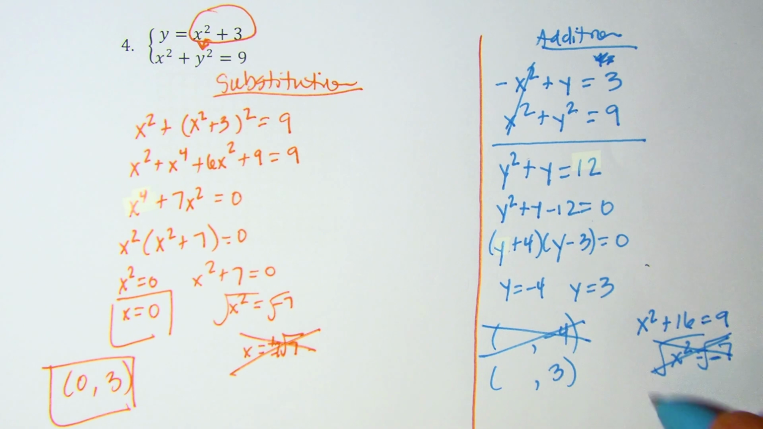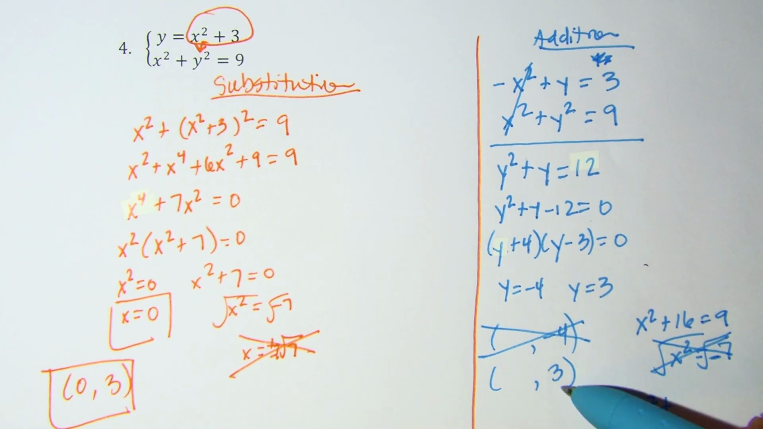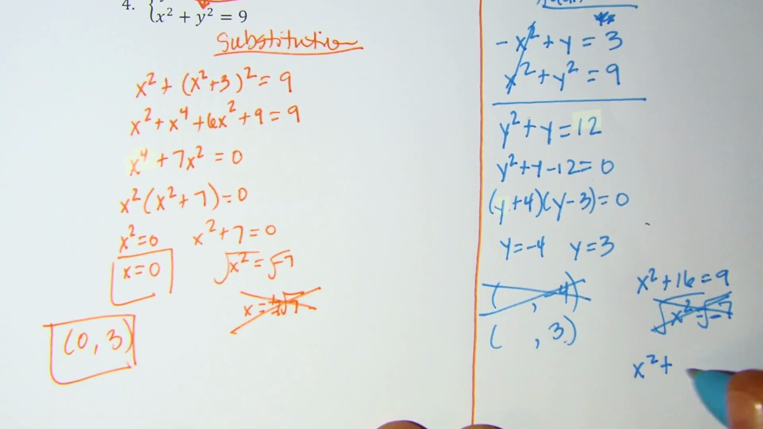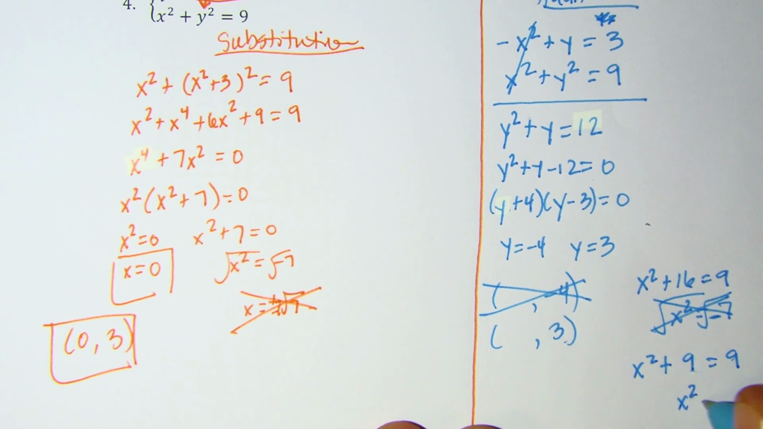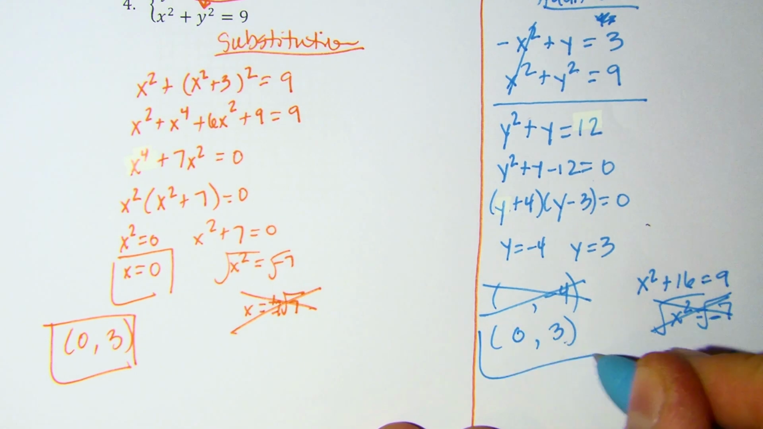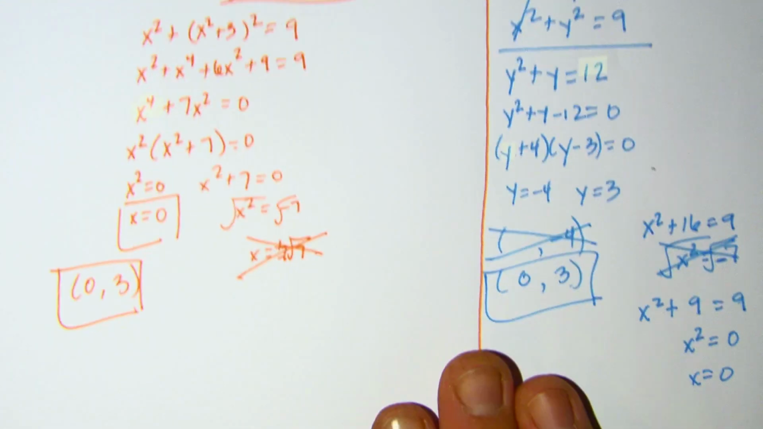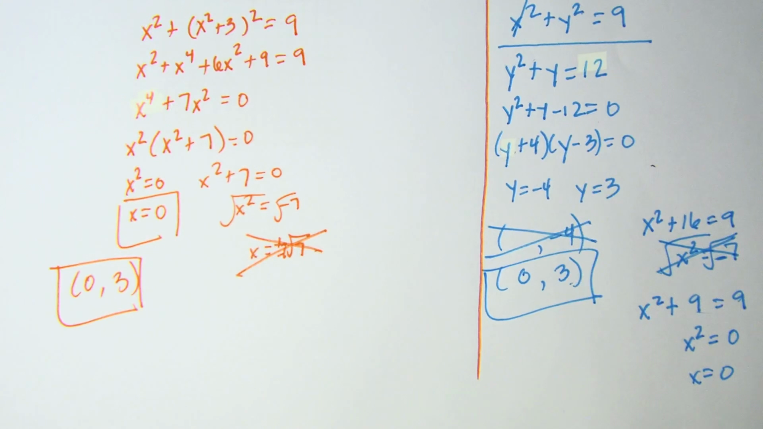Let's do the same thing with 3. So x squared plus y squared, where y is 3, so x squared plus 9 equals 9. Subtracting 9 from both sides, x squared equals 0. So x equals 0. So we got the same solution two different ways. You could do it either way, and they get you the same answer.